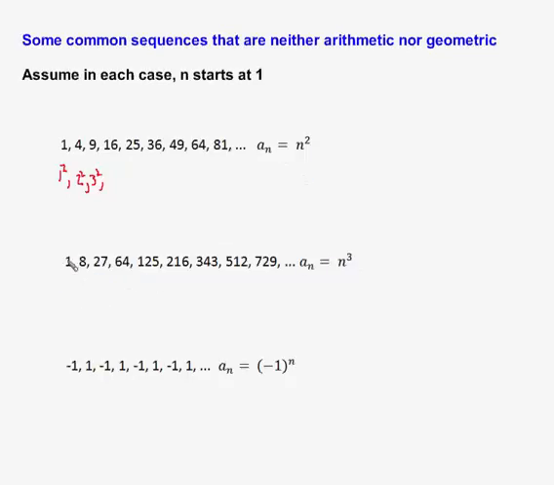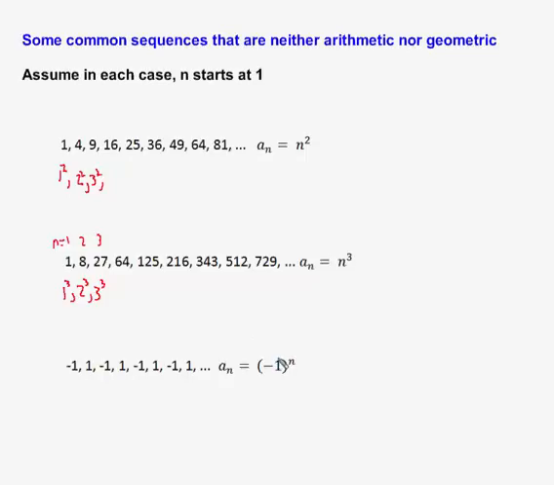You may notice, starting at n equals 1 again, that this is nothing more than the number 1 cubed. 8 can be thought of as 2 cubed. 27 can be thought of as 3 cubed. So the explicit formula a sub n equals n cubed would give this sequence when you start at n equals 1. This would be what you'd get at n equals 2. This is what you'd get at n equals 3, and so on and so forth.